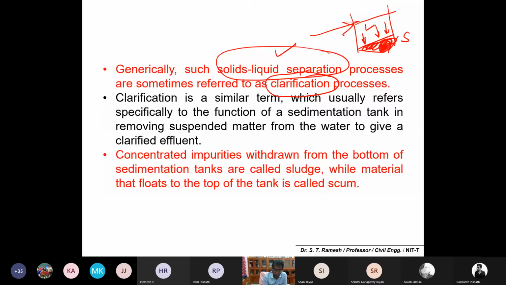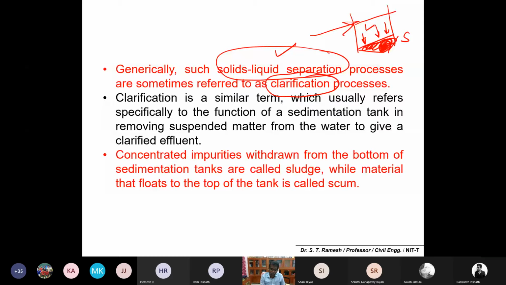These are called sludges, and the material which floats at the top you can simply call scum. Please make a note. Scum may not be an issue in water because water is very clear, but in wastewater there could be pre-sedimentation and secondary sedimentation as well. There could be a formation of a scum layer at the top of the sedimentation tank, which you can call scum material.